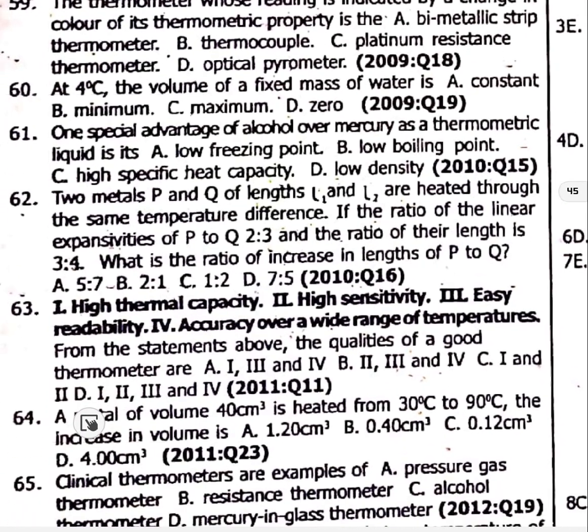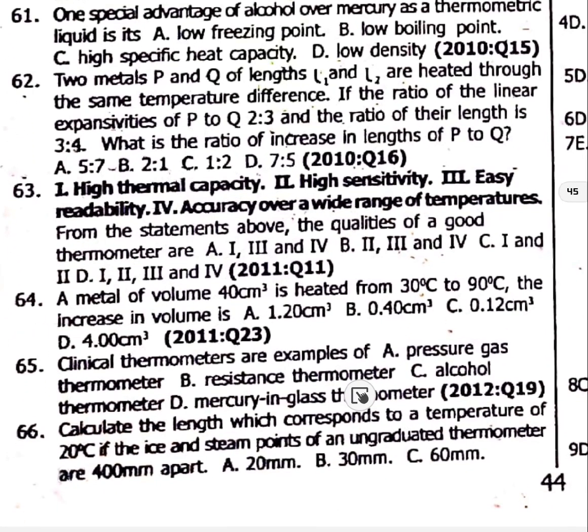62 is calculation. 63, I'll just pick the 63 option. The reason why, we've touched it before: high thermal capacity, high sensitivity, easy readability, accuracy over a wide range of temperature. 63 is option B, I and IV. They say the qualities of a good thermometer are dependent on option B. 63 is option B. 64. Clinical thermometers are examples of mercury in glass thermometer. 65 option D.